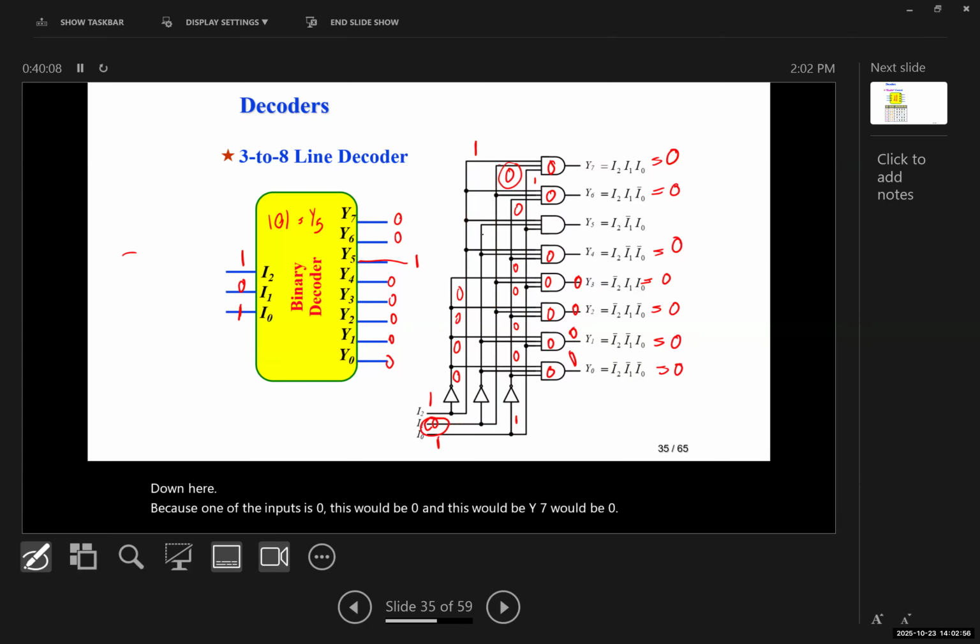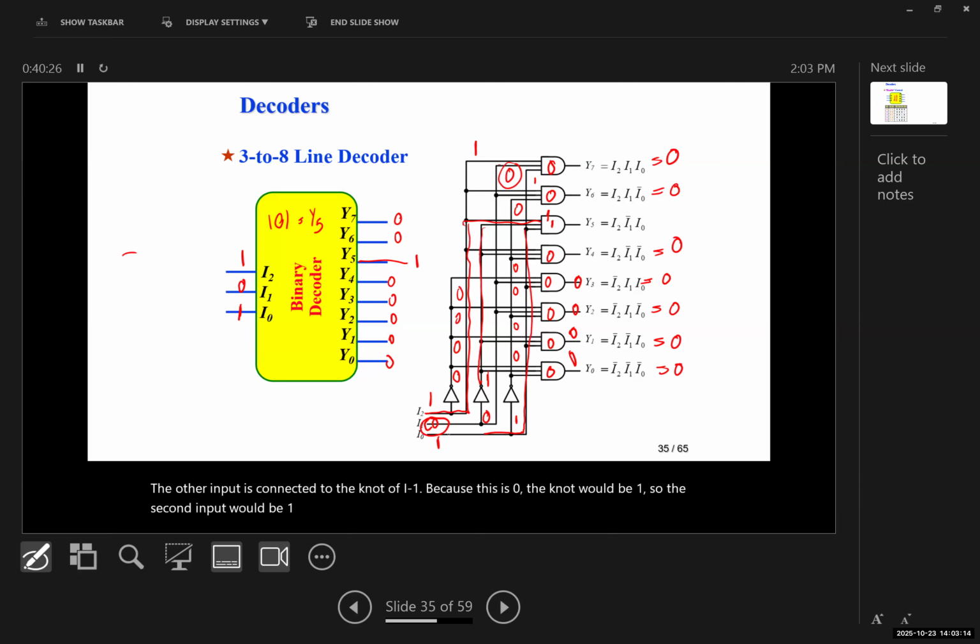What about Y5? Y5, one of the inputs is connected to I2, which is 1. The other input is connected to the NOT of I1. Because I1 is 0, the NOT would be 1. So the second input would be 1. And the third input is directly connected to I0, which is 1. So 1, 1, 1 gives us what? So Y5 is 1, and the rest of it is 0.